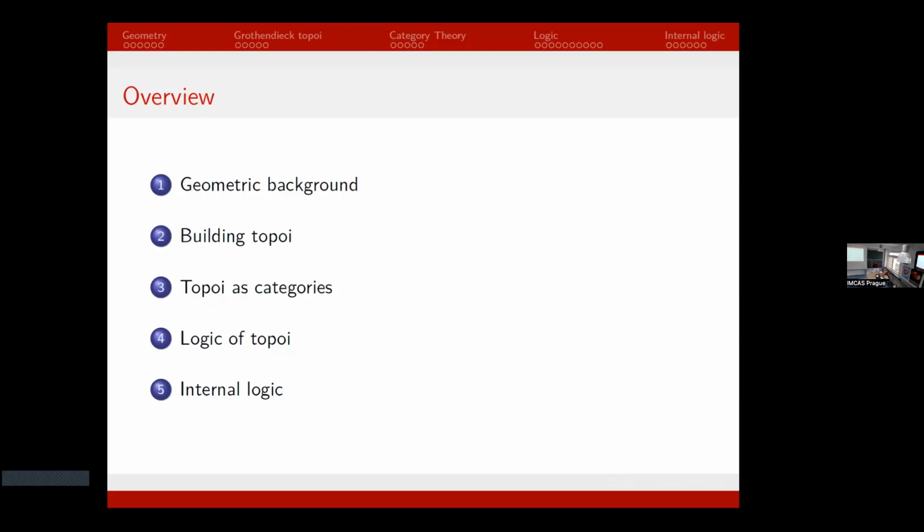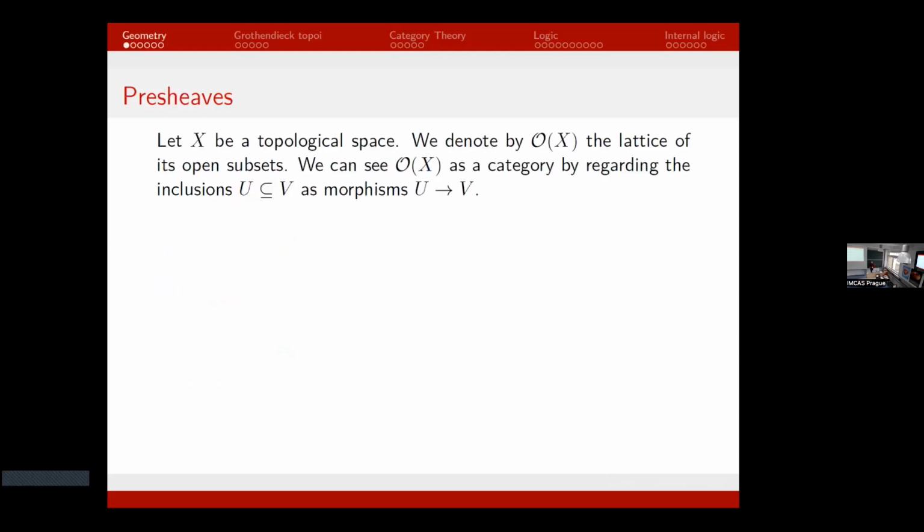Okay, so let's start from the geometry. The area that Topos theory wants to generalize is essentially the geometry of sheaves. So let's review what a sheaf is. We take a topological space X, and we denote by O of X the lattice of its open subsets. We can see it as a category where maps are exactly the inclusions, so there is at most one map between two objects. And we view the inclusions as morphisms.